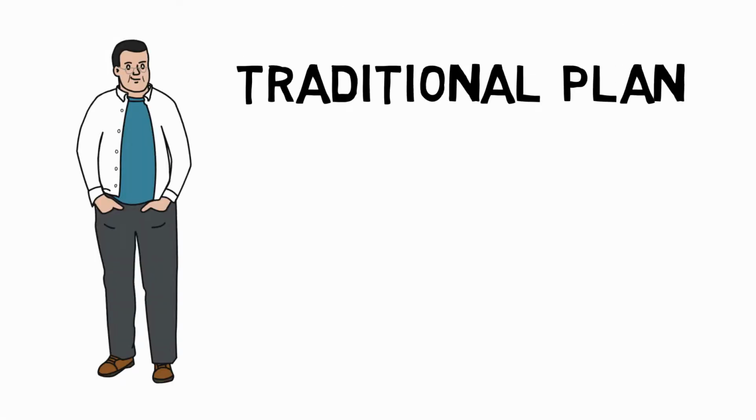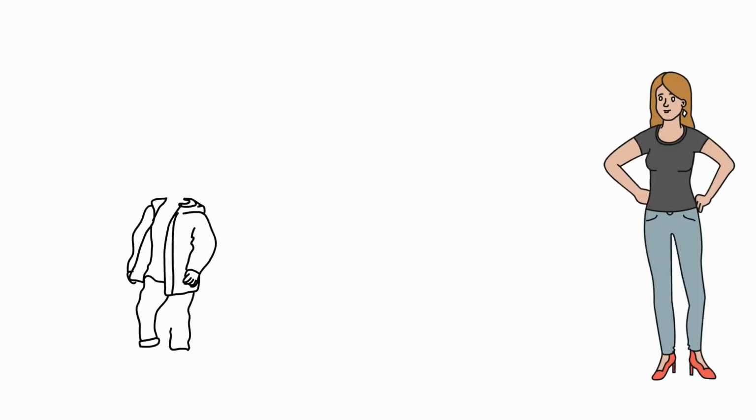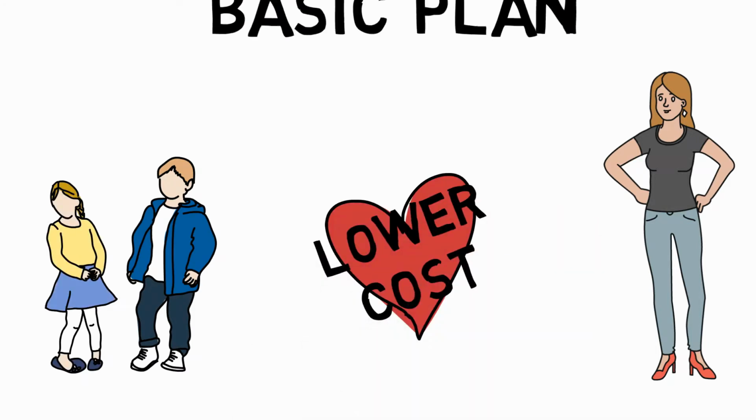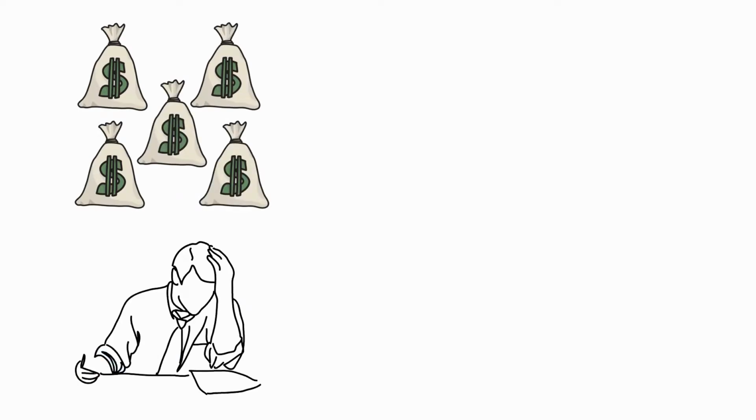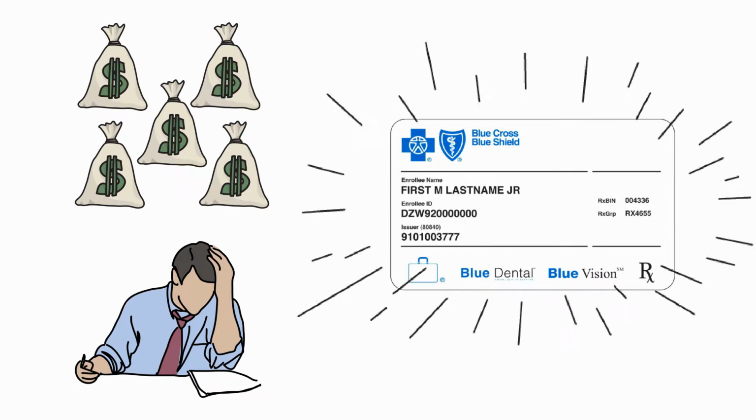I'm a traditional guy myself. We pay a higher premium, and in return, we have lower deductible. I'm the opposite. Me and the kids just don't get sick that often, so I love the lower cost of the basic plan. Medical debt can really change a person's life, and it's so important to have health insurance to protect yourself from that risk.